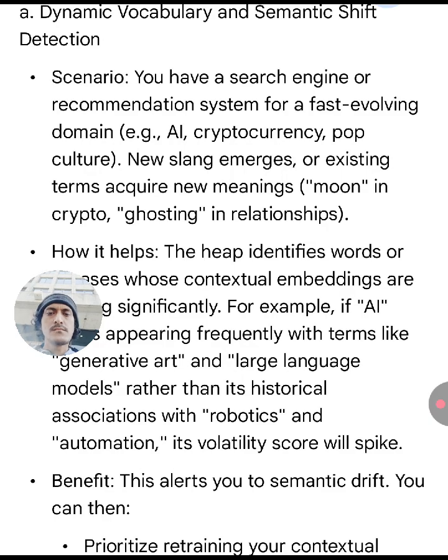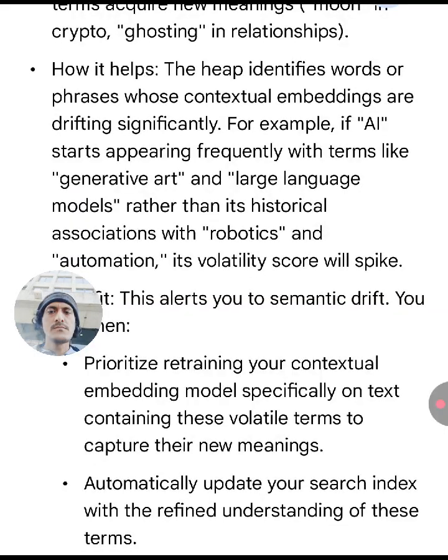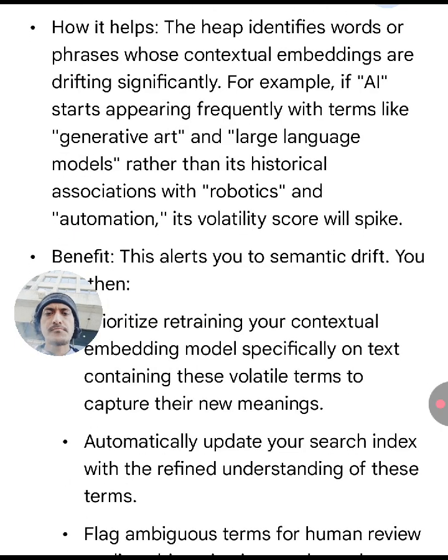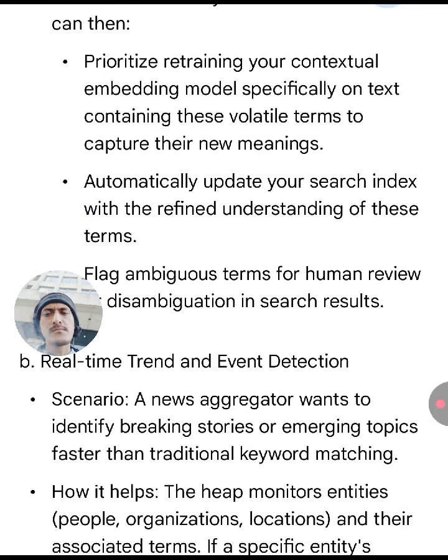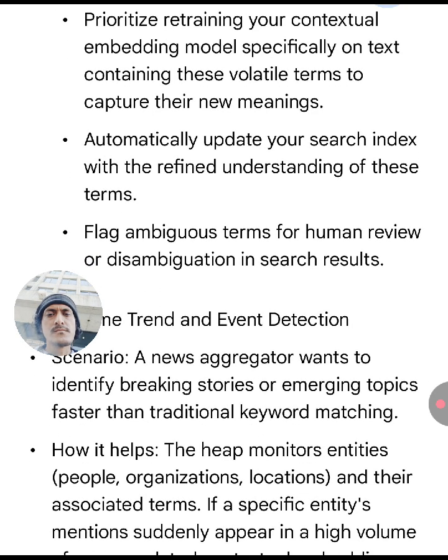How it helps: the heap identifies words or phrases whose contextual embeddings are drifting significantly. For example, if "AI" starts appearing frequently with terms like generative art and large language models, rather than its historical associations with robotics and automation, its volatility score will spike. Benefit: this alerts you to semantic drift. You can then prioritize retraining your contextual embedding model specifically on text containing these volatile terms to capture their new meanings. Automatically update your search index with the refined understanding of these terms. Flag ambiguous terms for human review or disambiguation in search results.